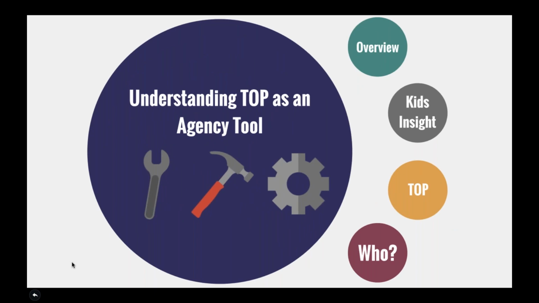So understanding TOP as an agency tool. So again, this is about what it is that Iowa wants to do with TOP. What is the population that we're using TOP on? Iowa, DHS, and JCS are really using TOP as a tool to better understand the well-being of children in care.